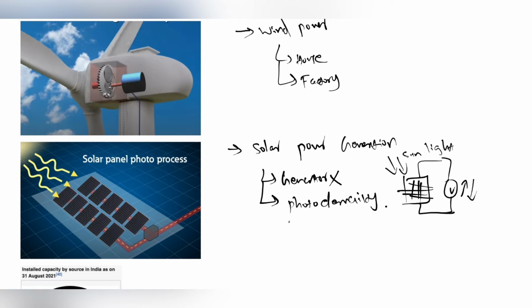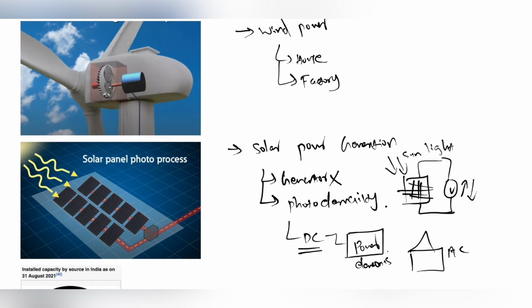The way that we get it is DC, but in our house and household applications we need AC to run, right? So we use certain power electronics setups, which we call inverters or grid tied inverters, etc., and power electronics equipment to convert this DC to AC in such a way that the energy lost during the conversion is very less.